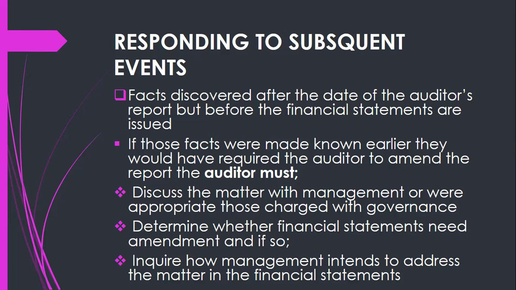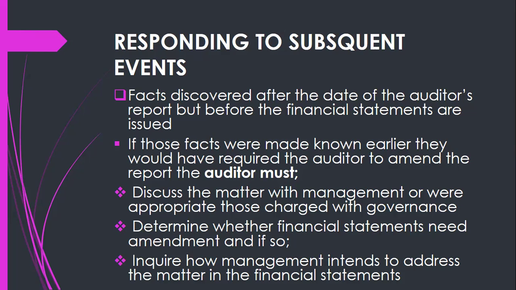Then the second step is to determine whether the financial statements are going to be amended. And once the auditor establishes that the financial statements will be amended, the auditor needs to inquire how management is going to address the matter in the financial statements. In other words, how are the financial statements going to be amended and how are they going to be affected, right? So let me repeat. The auditor responds to subsequent events, so those facts which are discovered after the date of the auditor's report, but before the financial statements are issued, right? So that period of passive duty, right?